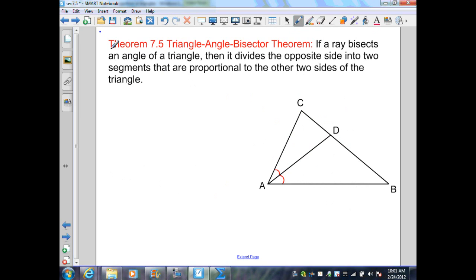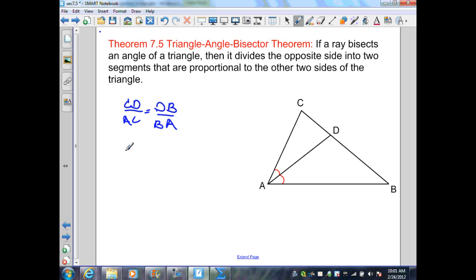My last theorem, 7.5, the triangle angle bisector theorem. If a ray bisects an angle of a triangle, here AD bisects angle CAB, then it divides the opposite side into two segments, here DC and DB, that are proportional to the other two sides of the triangle. Therefore, I can set up a proportion of the two segments that are created by that angle bisector and the other two sides of this triangle, which would give me CD over AC and DB over BA.